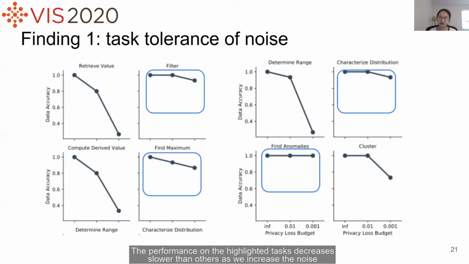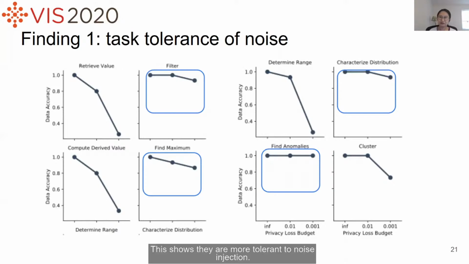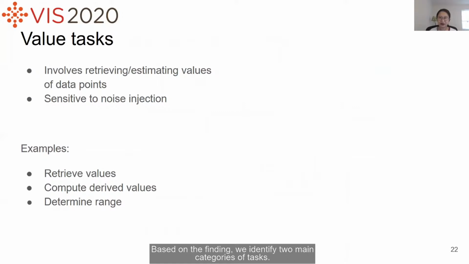We see two types of trends here. The performance on the highlighted task decreases slower than the others as we increase the noise level. This shows they are more tolerant to noise injection. Based on our findings, we identified two main categories of tasks. The first category is called value tasks. They involve retrieving or estimating values of data points and are really sensitive to noise injection. Tasks like retrieve value, compute derived values, and determine range all fall into this category.